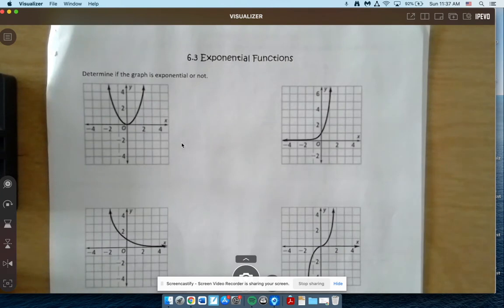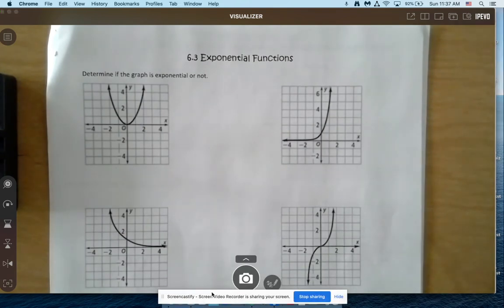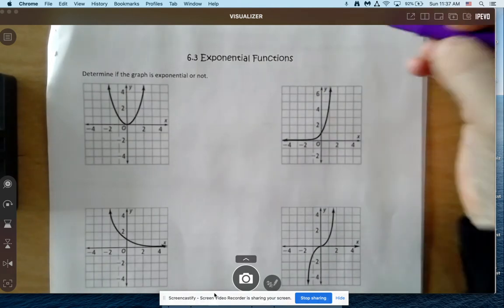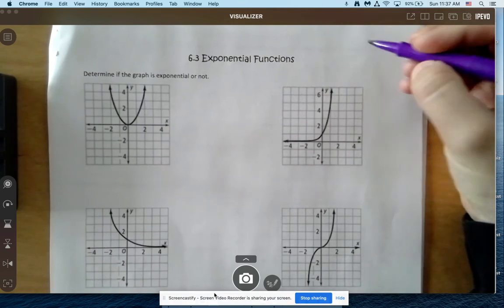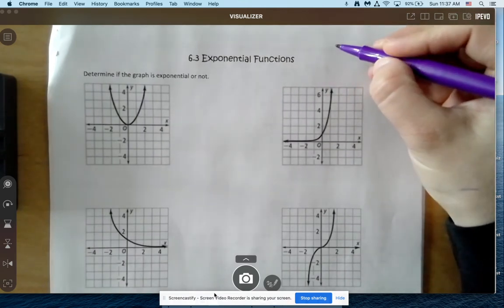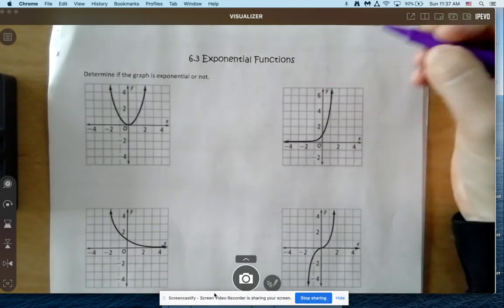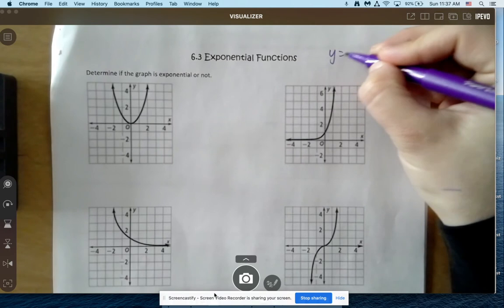Hello, Algebra. We are on our next video lesson here, 6.3 exponential functions. Our main focus today is actually the graph of these exponential functions. We've been working with exponential functions for the last few weeks, right? Remember, that's any function or equation where your variable is in the exponent, like y equals 2 to the power of x.